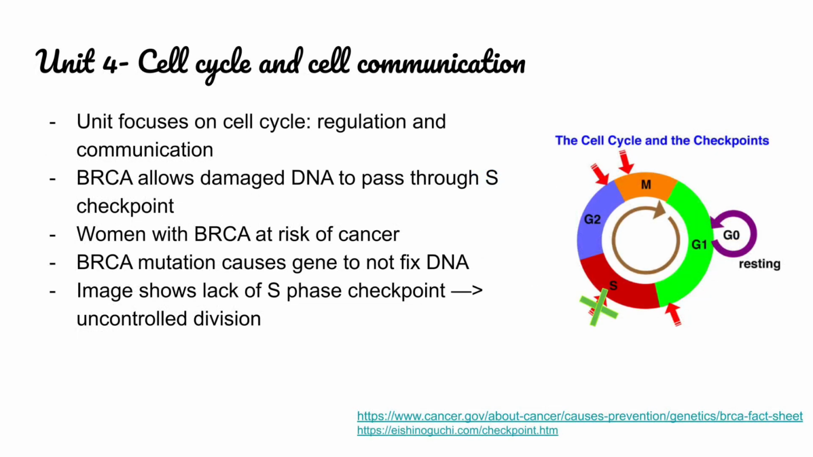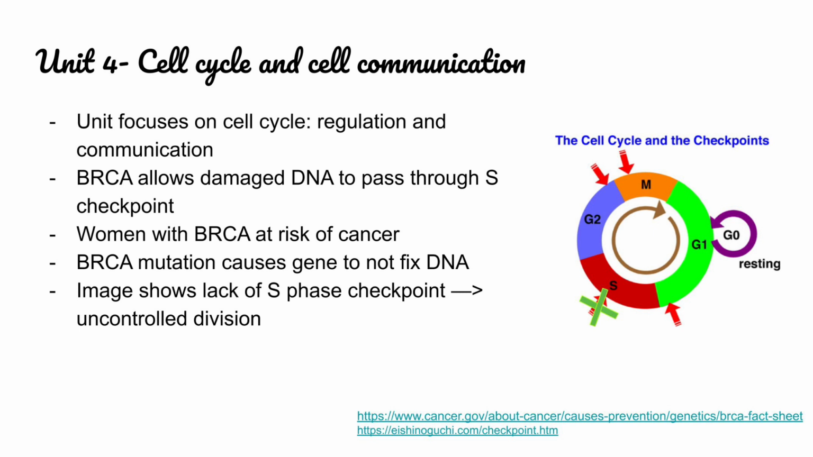Unit 4 is all about cell cycle and cell communication. This unit focuses on regulation and communication of the cell cycle. BRCA allows damaged DNA to pass through the S checkpoint. Women with BRCA are at risk of cancer. The BRCA mutation causes genes to not fix DNA.